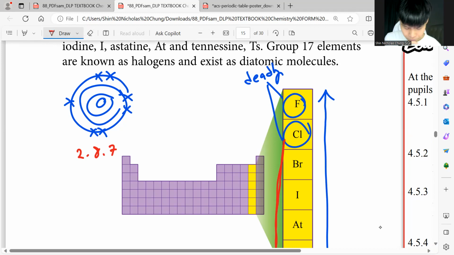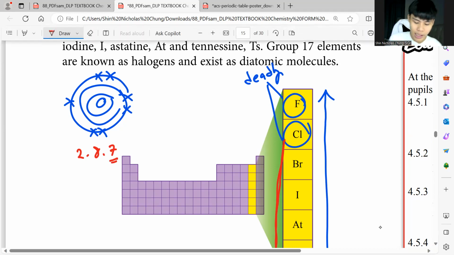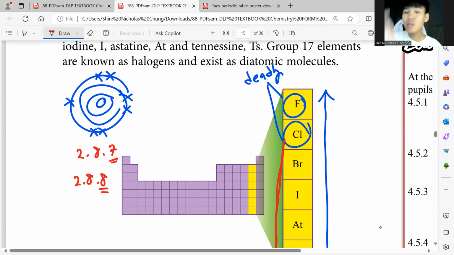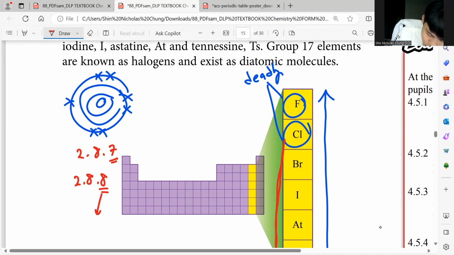Okay, in this case, 2.8.7. What do you think? Your valence electron is 7. So do you think it is easier to gain 1 or to lose 1? It's easier to gain 1, right? So when you gain 1, it becomes 2.8.8. Okay, we also learned this thing. I also forgot to mention it. So here will be your octet.